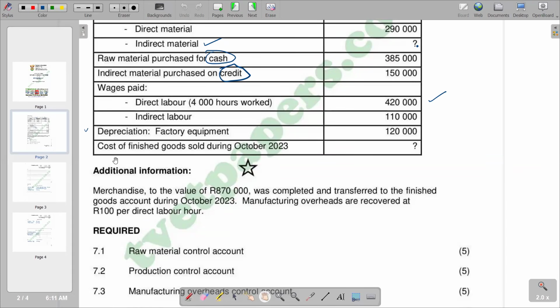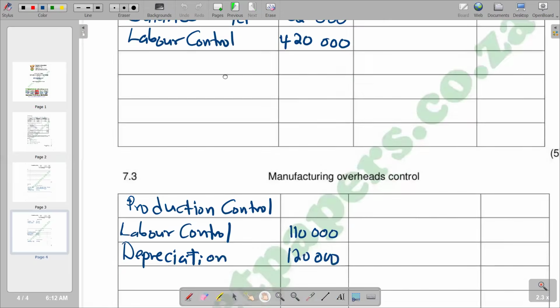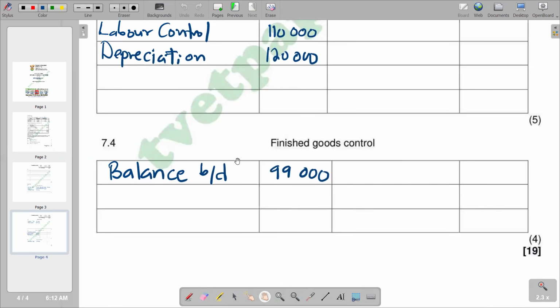So the next item that we have is cost of finished goods sold during October 2023. And the double entry vote, it's a question mark, which means we are supposed to get it as a balancing figure. So the double entry is we are supposed to credit our finished goods control, and then we debit cost of sales. But cost of sales, we do not have it in the question. So we are just going to credit finished goods control. So we go to finished goods control. It's supposed to come here, so we are just going to enter it as our cost of sales.